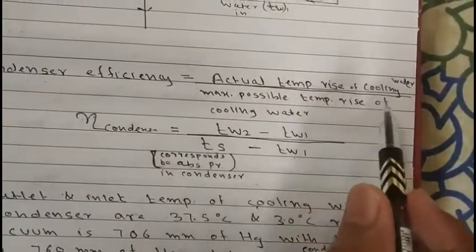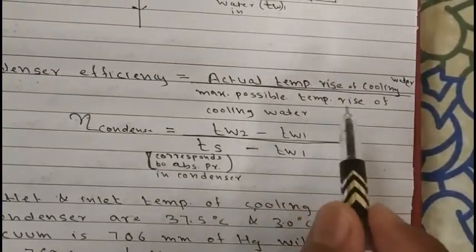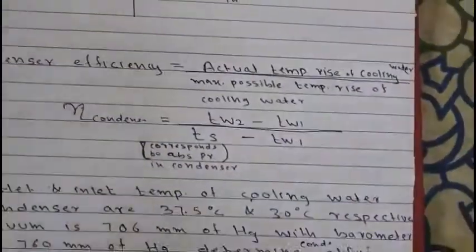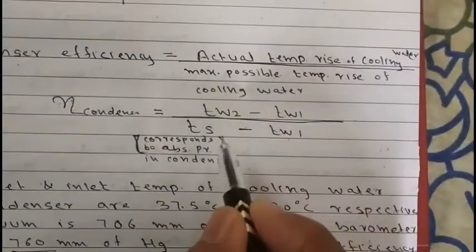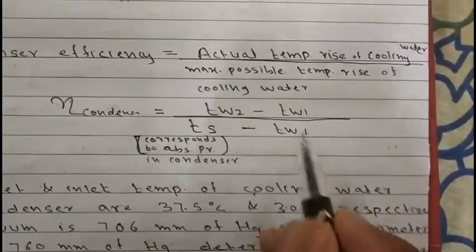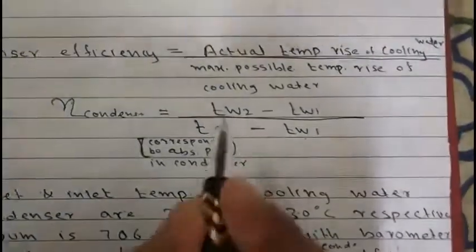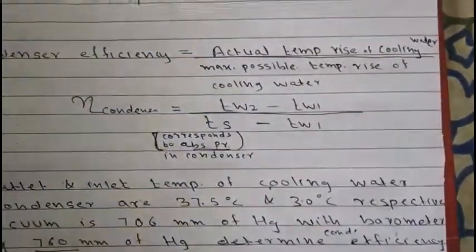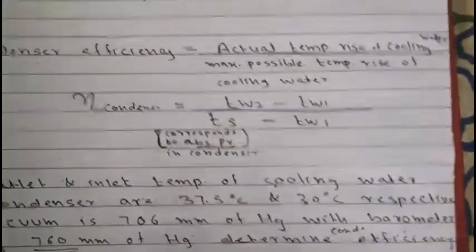So the condenser efficiency is very simple: the actual temperature rise of the cooling water to the maximum possible temperature rise of the cooling water. And what is the maximum possible temperature rise? It is TS minus TW1, where TS is the saturation temperature corresponding to the absolute pressure in the condenser. Okay, thank you.